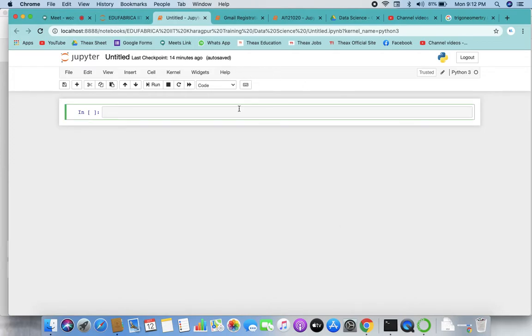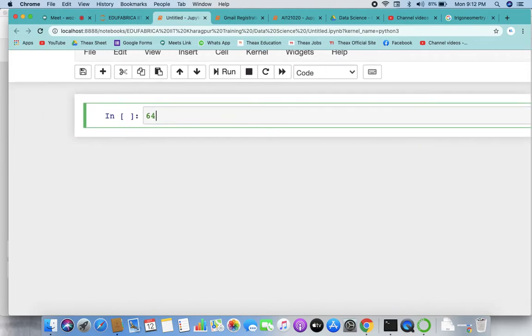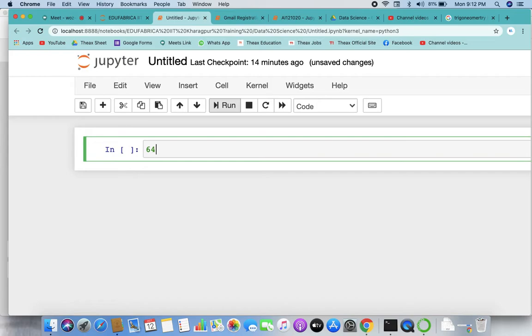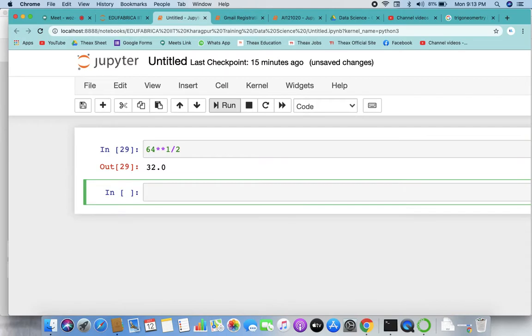So, you might have read about the functions of the math module to find the square root. If I say that I want to find the square root of 64, what are the possible ways? 64 asterisk, half, 0.5, right?